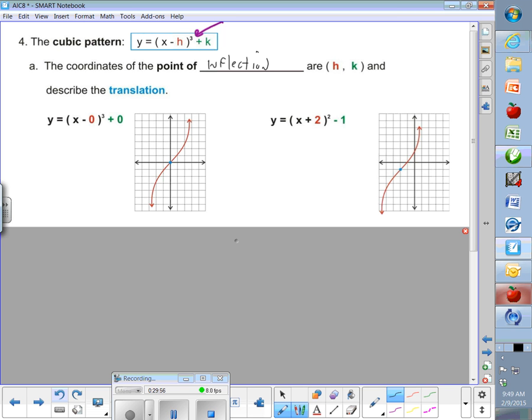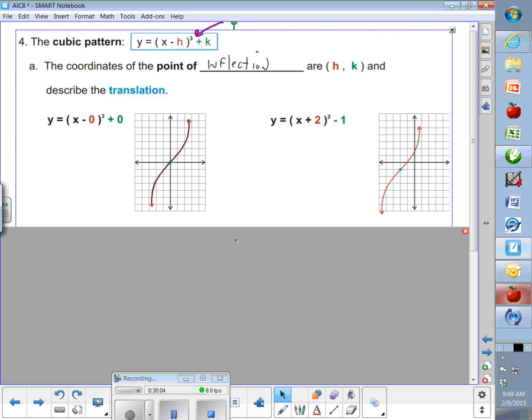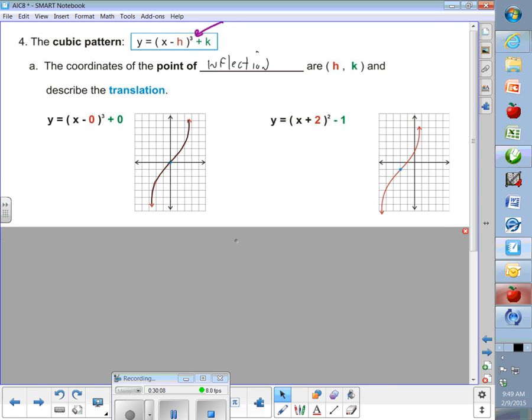So watch, I'm going to do this again. I'm going to trace over this. All right, let me see if I can catch it. Let me do it this way. Got it. All right, according to this, should it be left or right, up or down?